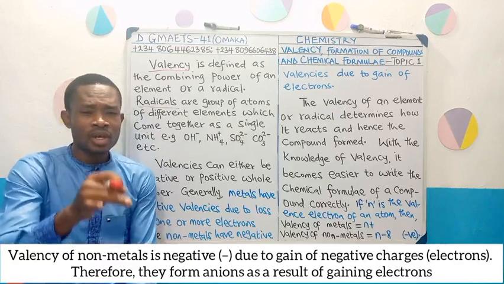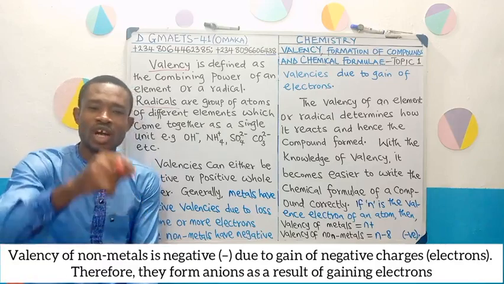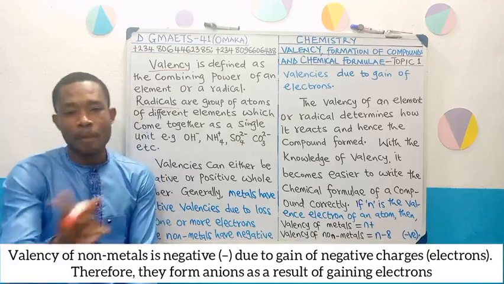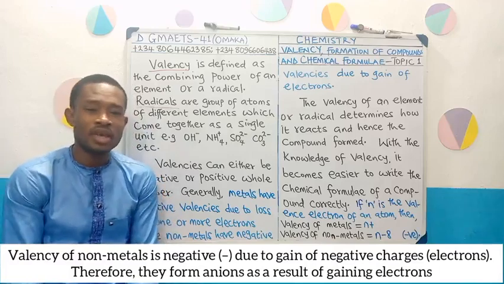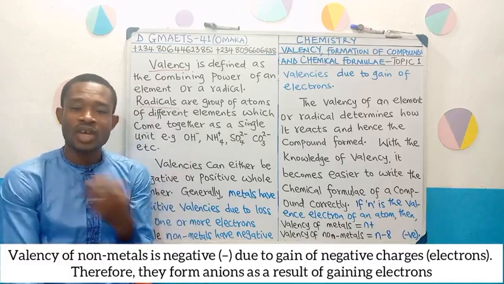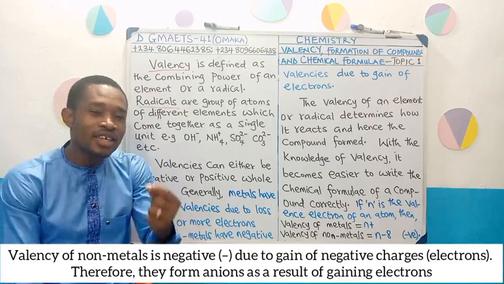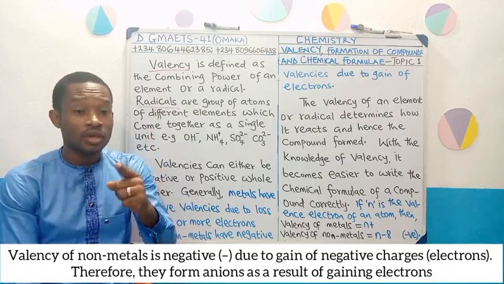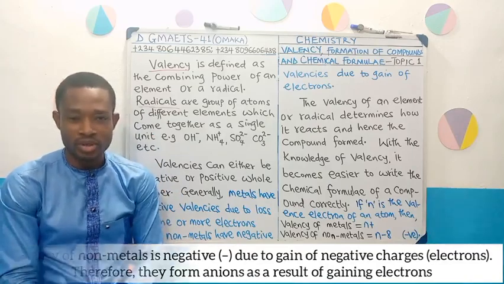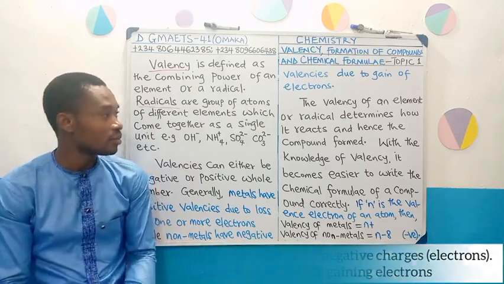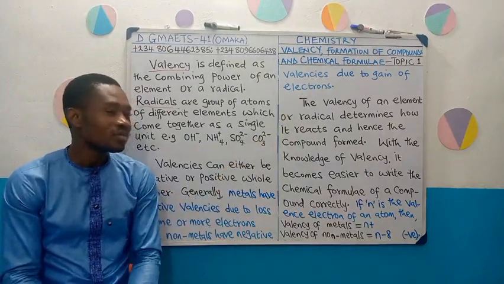Are you following? It will have more electrons, which are negative charges, compared to the protons, which are positive. So since non-metals react to gain electrons, the excess electrons give them that negative charge. That is why the valency of non-metals is negative. We have that written here on the board.